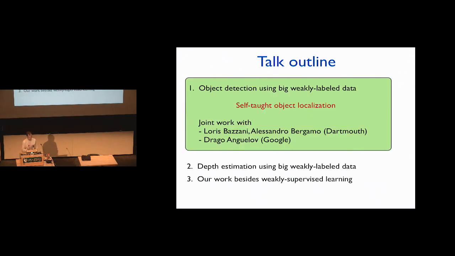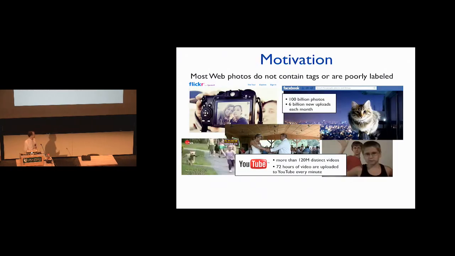So let me start with the first topic, which is object detection. Object detection means essentially recognition and localization in images. But we want to do it without relying on manual annotations, and that's the reason we call it self-taught object localization. This portion of my talk reports on joint work with Lorenzo Bazzani, who's a postdoc in my lab, Alessandro Bergamo, who completed his PhD last summer with me, and Drago Anguelov, who's a close research collaborator and friend at Google.